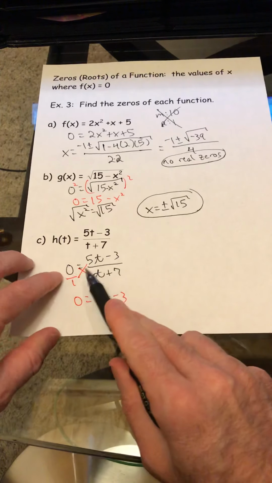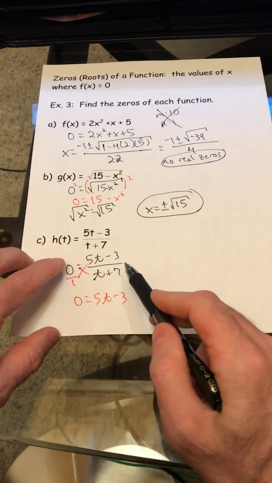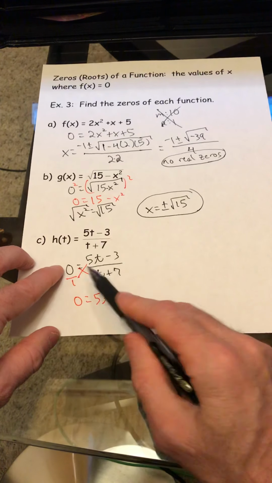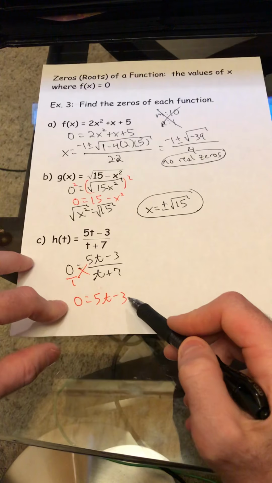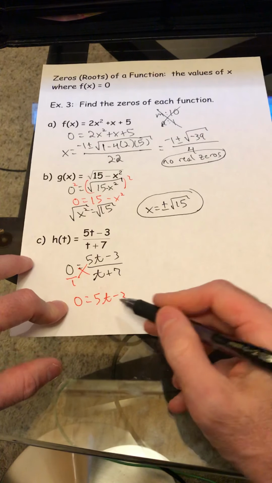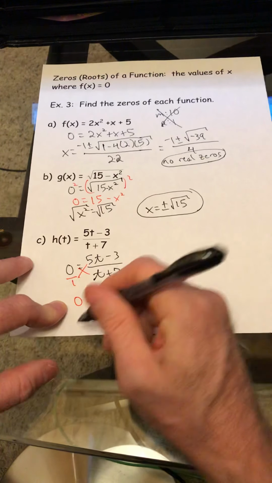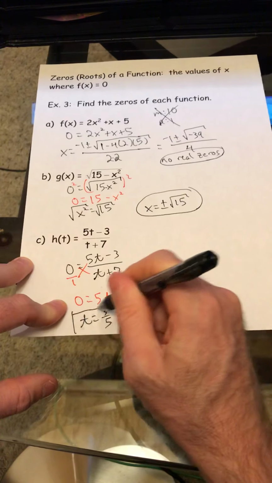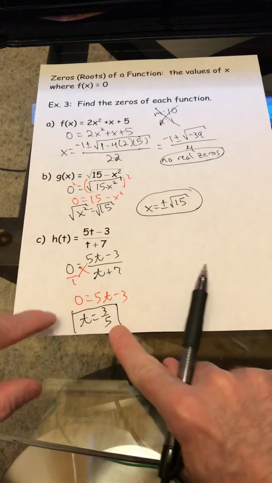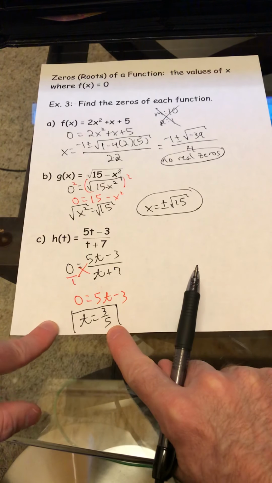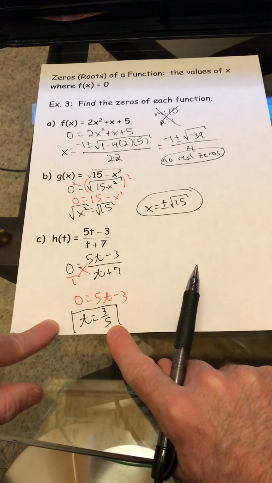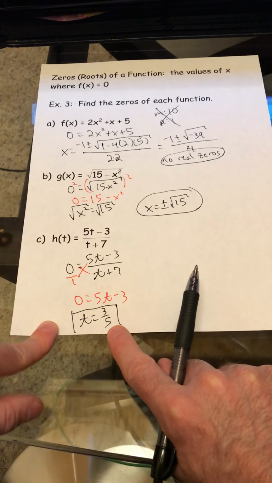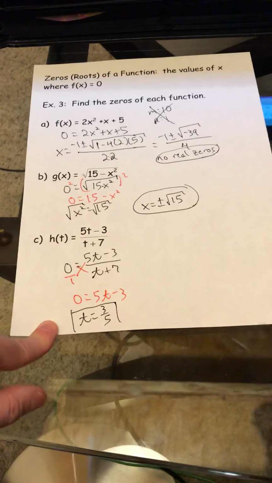So, like I was saying, when you have a fraction equal to 0, we're just looking for what would make the numerator equal to 0. So, to solve for t, add the 3 and divide by 5. For this one, I'm again going to just leave that as a fraction. There is just one root or zero for that rational function.